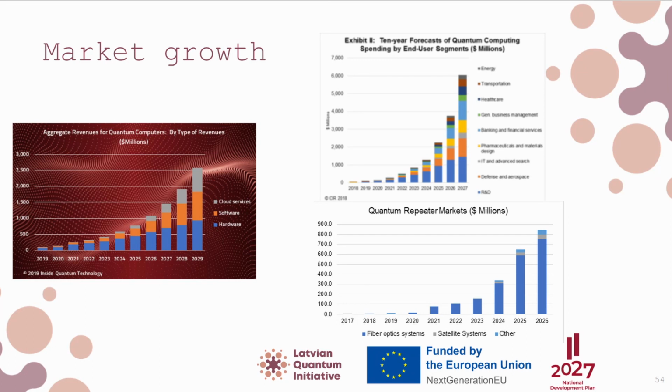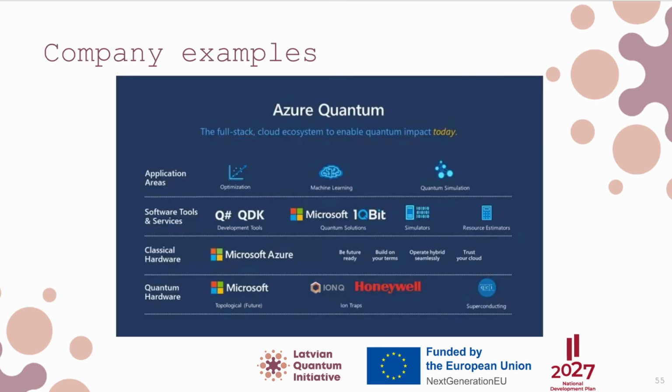Another example is that the market is growing, and you can see all areas are growing, like hardware, software, and also cloud services. Company examples and provided services. We have Azure Quantum. So Microsoft allows you to use applications, development kits, hardware, both classical, which can be used for some simulation, some optimization, and quantum hardware, which allows you to use all these benefits of quantum computation.